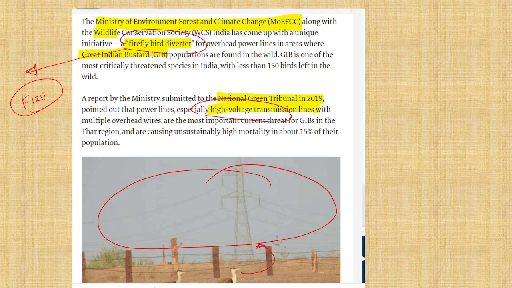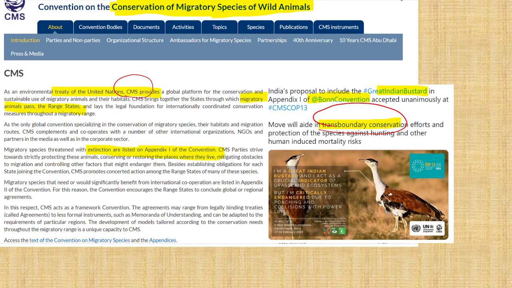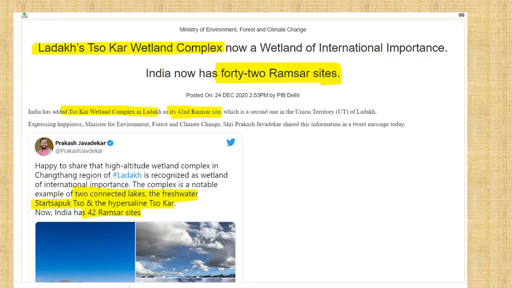This is the Great Indian Bustard, and it gets affected, and they have this thing. But reading like this will not give you any marks. See, for the prelims, you have to know the background. So they will ask you about the Great Indian Bustard and what it is. So this is the information.